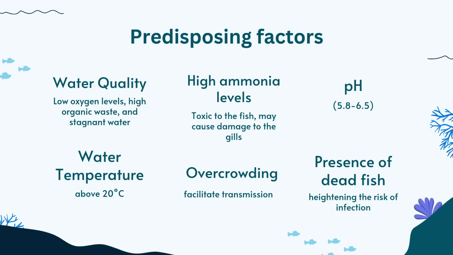Lastly, as for the predisposing factors, it is water quality, which has a low oxygen level, high organic waste, stagnant water, and also high ammonia level. Water that has a pH of 5.8 to 6.5, and also a temperature of 20 degrees Celsius and above, will promote fungal growth. And if the aquarium also has overcrowding and there is a presence of dead fish, this will also be a predisposing factor for this disease.